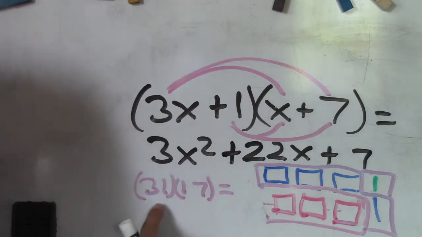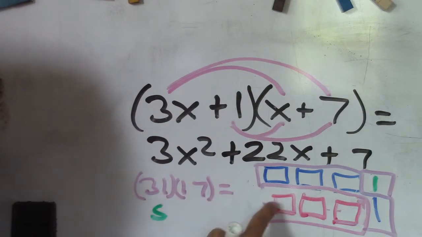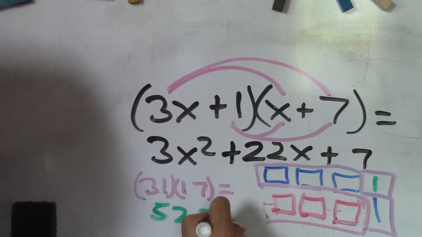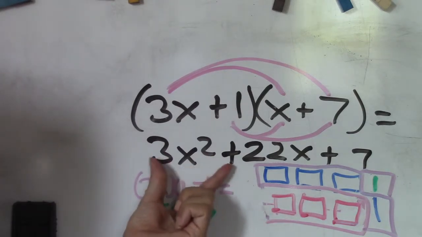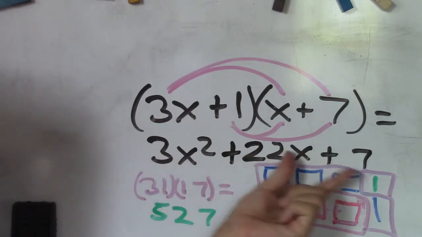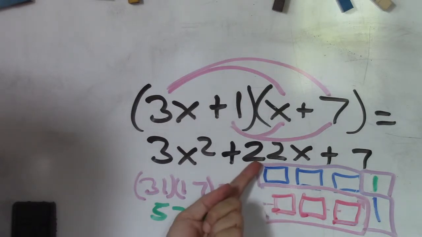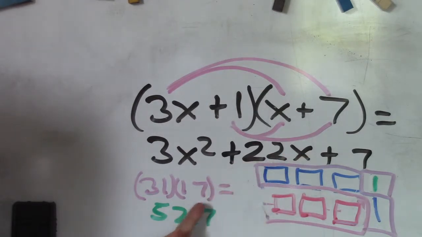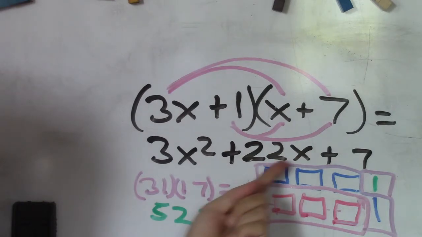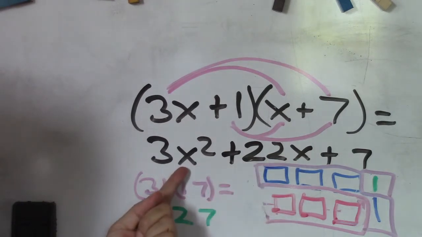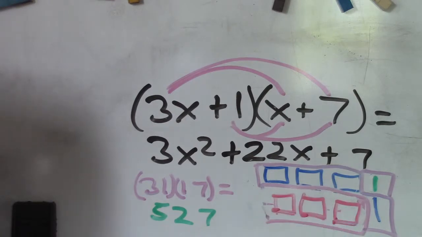And when I do this over here, I get 500, right? 27. Bam, see them? 100, another 100, 27. Because if these are 22x, but when we're in base 10, that's 22 tens. That's 220. This is 300. And there's my 7. Add them all up, right?